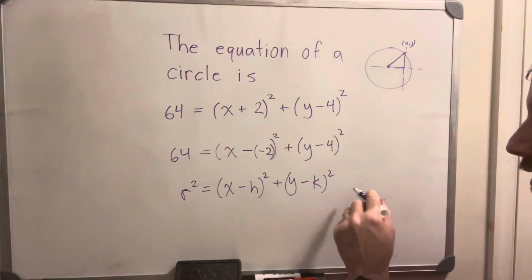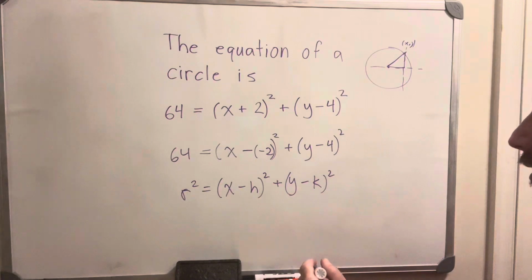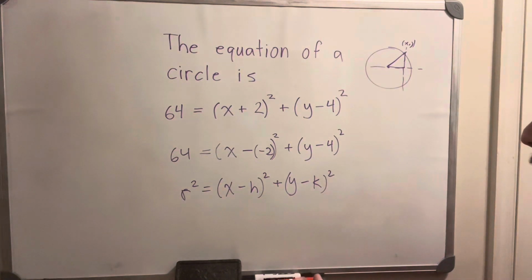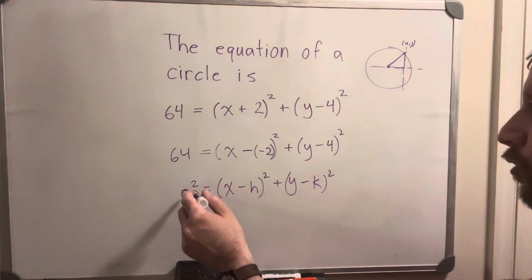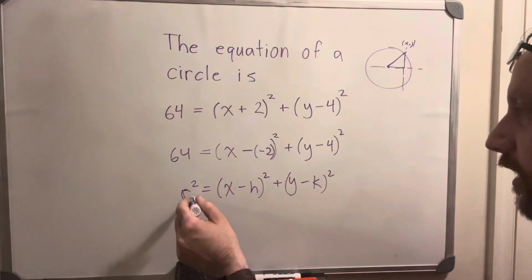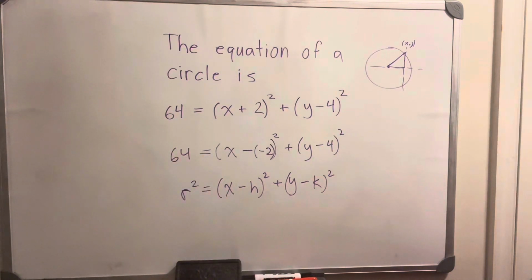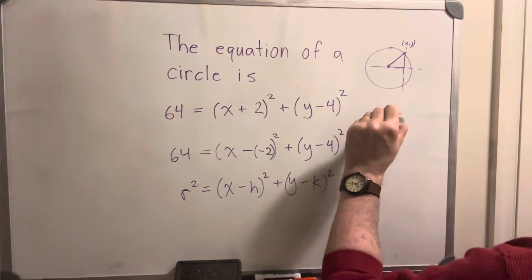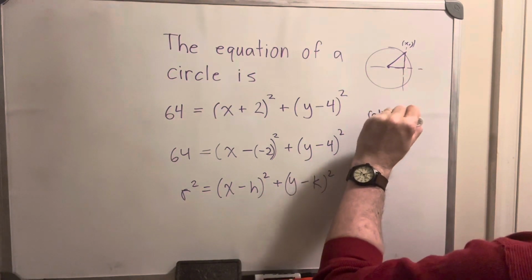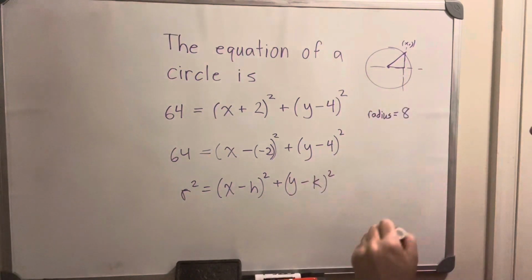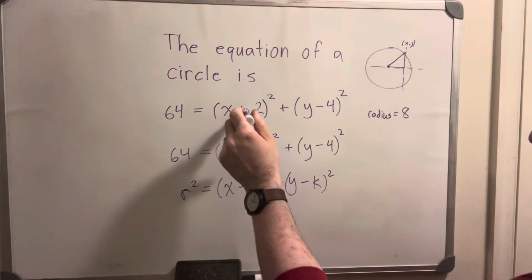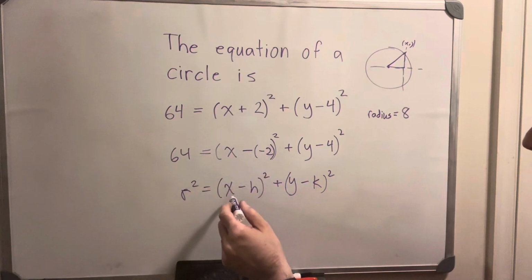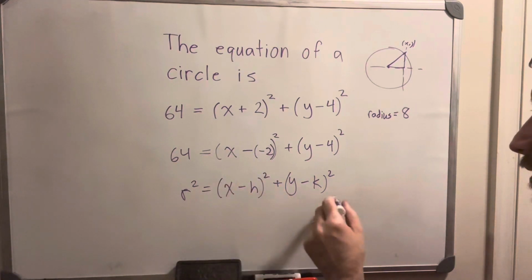I wrote the abstract form right below it so that we can map these numbers to what they are in the equation. So if r squared is 64, then what is the radius? What's the square root of 64? That means the radius is 8. Now, I got it into this form. I changed it from this form to this form because I know that the circle's formula looks like this.